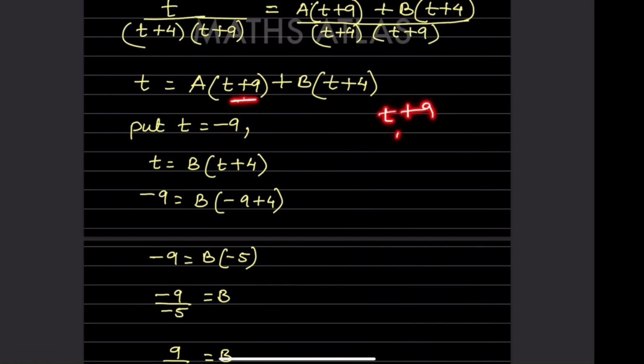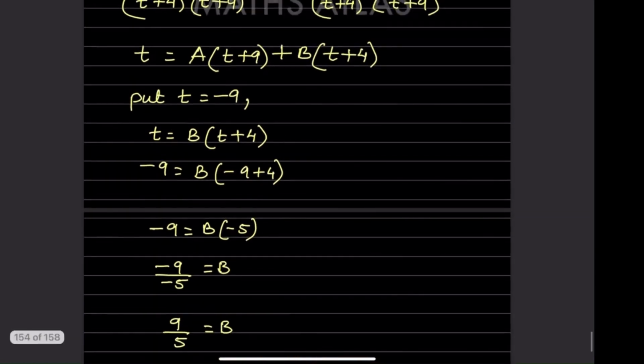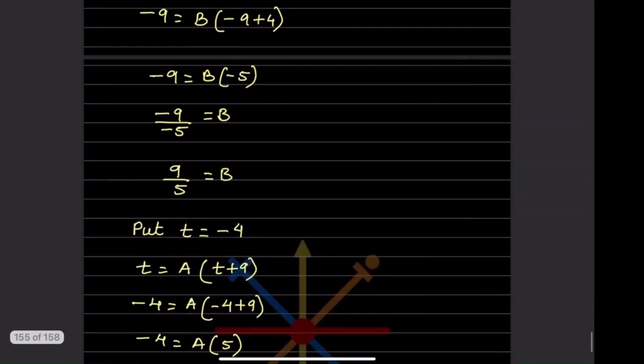t plus 9 means t is going to be minus 9. So now let us consider t plus 4, that will be t is equal to minus 4. So now see here, put here t is equal to minus 4. So now when we put here t as minus 4, let us see what value we get.